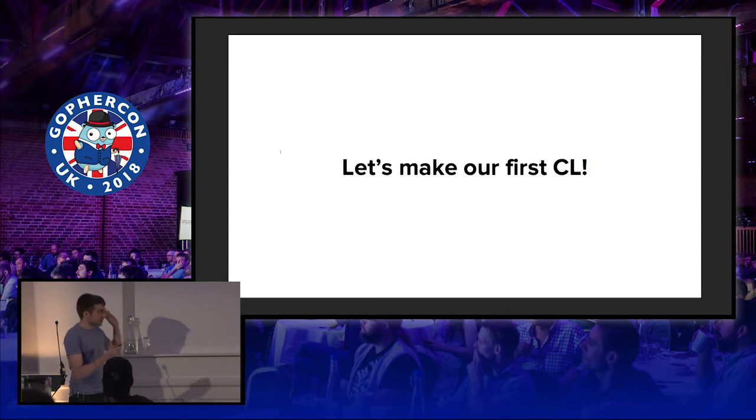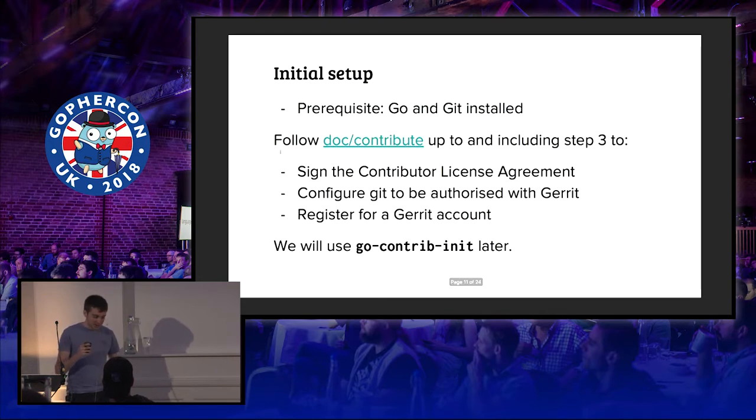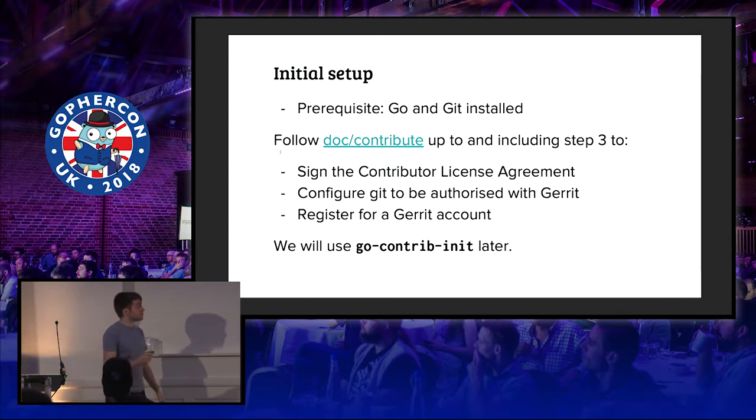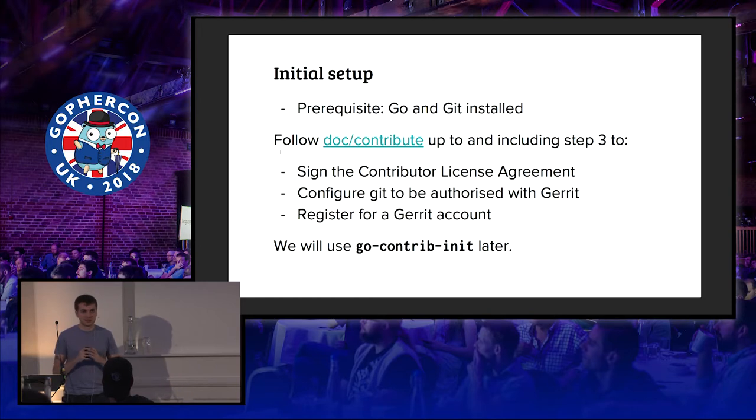So this ends all the theory, if you want to call it that. The initial setup that we're going to need for this is you should all have a Google account. I know that's a little bit of a weird prerequisite, but I believe that you need a Google account to sign up on Gerrit and sign the CLA. And you should have Go and Git installed, because those are what you need to actually upload the changes and build them.